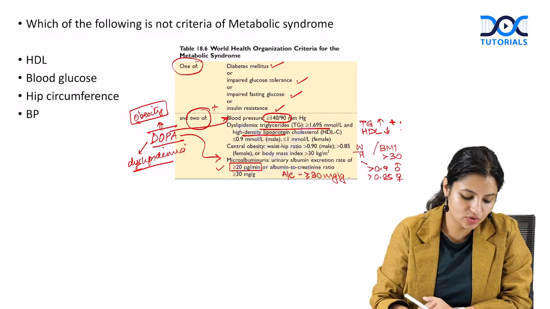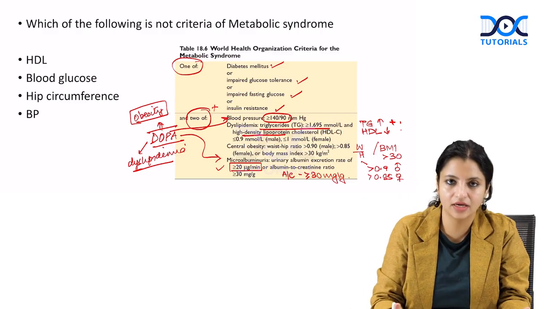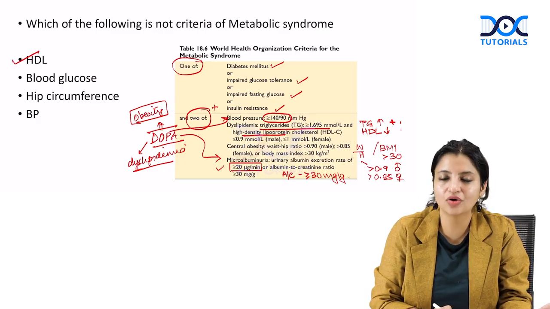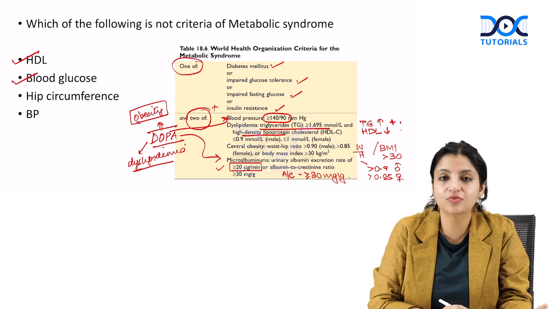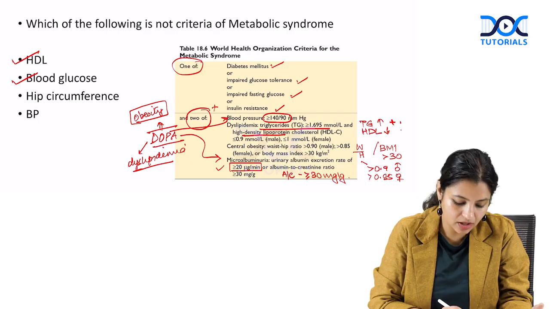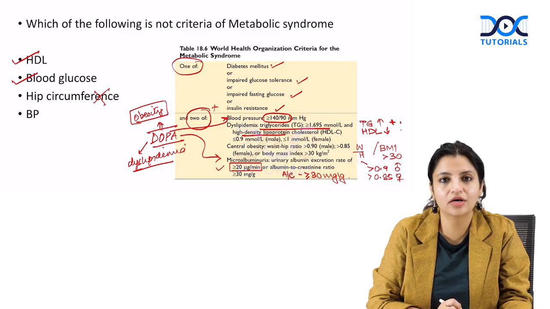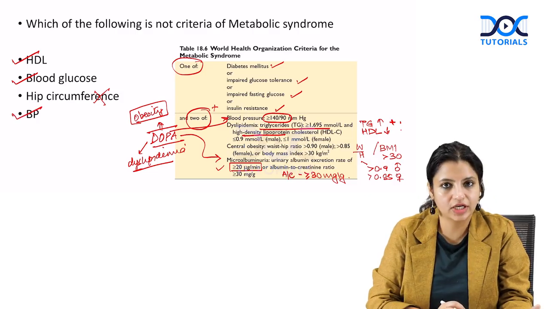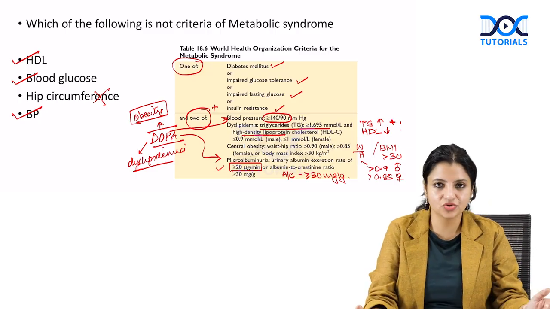Okay, so now let's come to the options. So I do not know what was the exact option, but looking at that, I find that HDL, yes, and triglycerides are very important part of your dyslipidemia. Blood glucose is very important. It's one of the major criteria which you have to remember. Then hip circumference. I don't require hip circumference. I require waist to hip ratio, or I require a body mass index. Okay, and of course BP more than 140/90 is a mandatory criteria. Okay, so according to this, hip circumference is usually not taken.